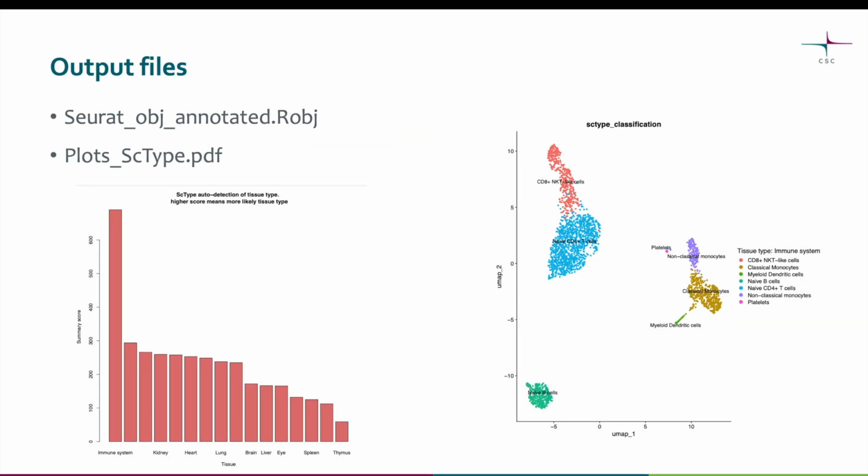Then the output files. This tool outputs the Seurat object with annotations. It also outputs a UMAP plot showing the annotated cells. And if you chose the tissue type as auto, you will get an auto-detection tissue type summary score bar plot, and this shows the scoring for the tissue types. In this example, we have the immune system with the clearly highest score, so ScType automatically chooses this as the tissue type.